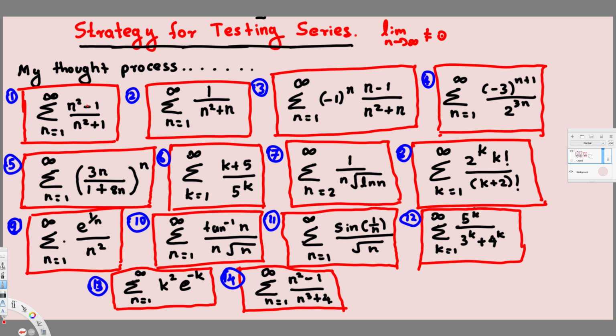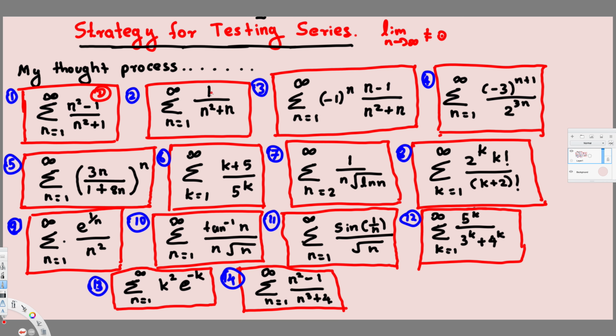If you find divergence, you don't have to do anything else. So you do the limit test for divergence, and this is the way to approach these kinds of questions. You will see this one diverges. And let's look at the next one.